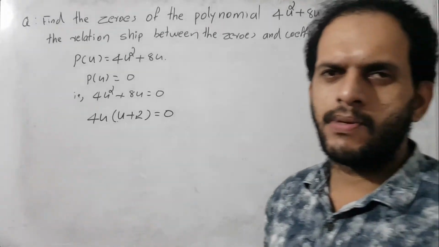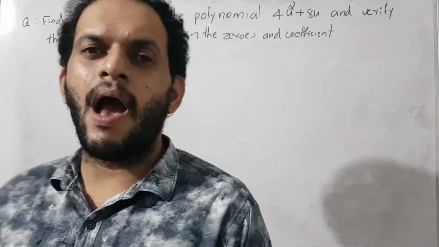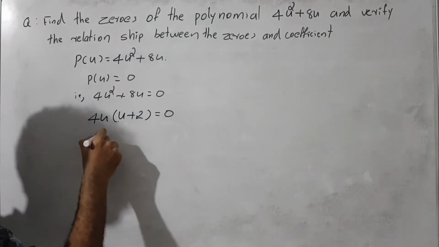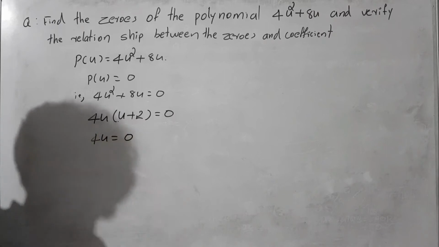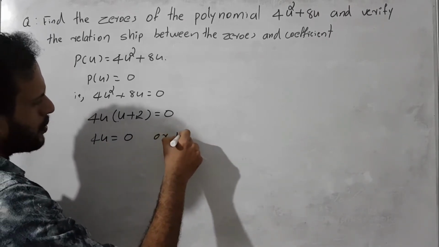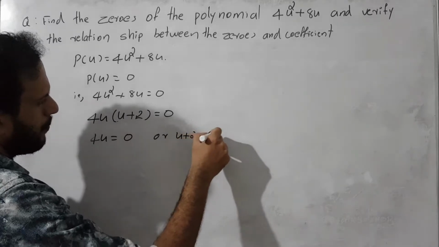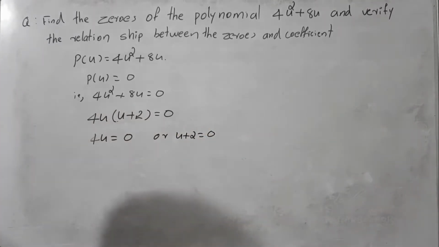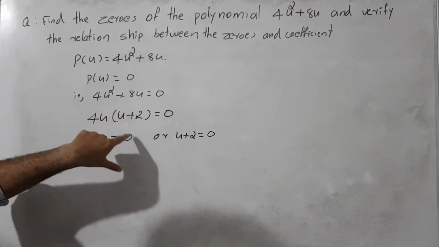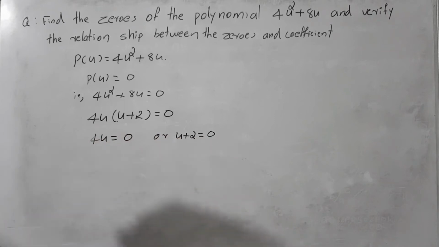Then what is the next step? The next step here: we have two chances. What are the chances? If the product for 4u into u plus 2 is equal to 0, it means sometimes 4u is 0 or u plus 2 is equal to 0. So we have two chances. What are they? 4u is equal to 0 or u plus 2 is equal to 0.